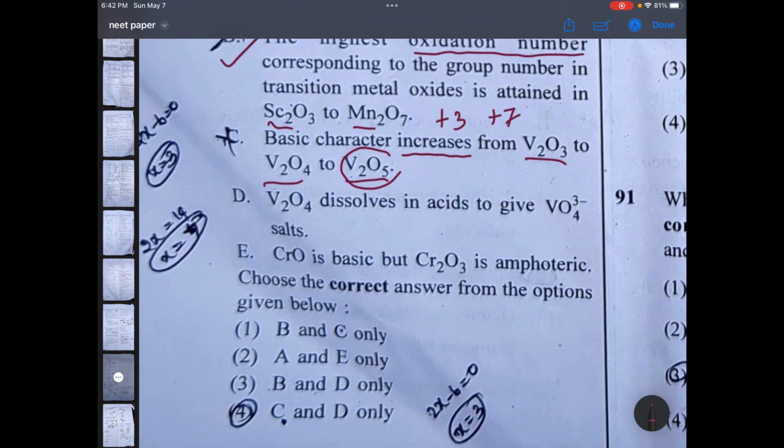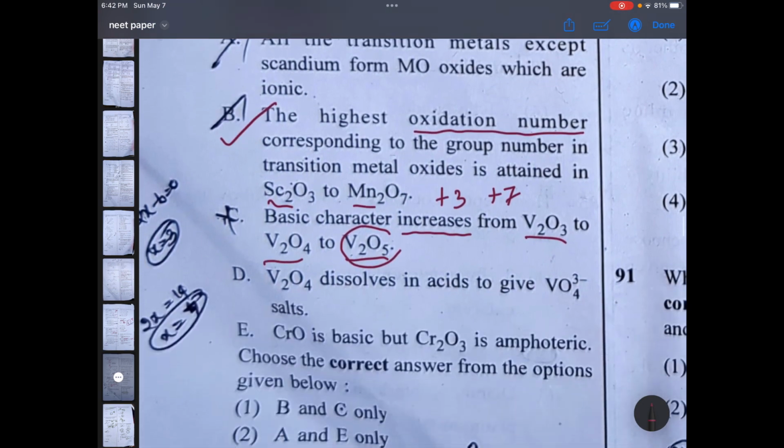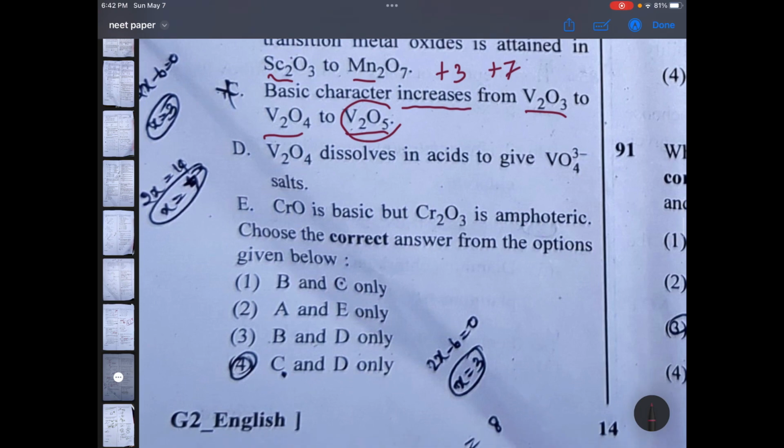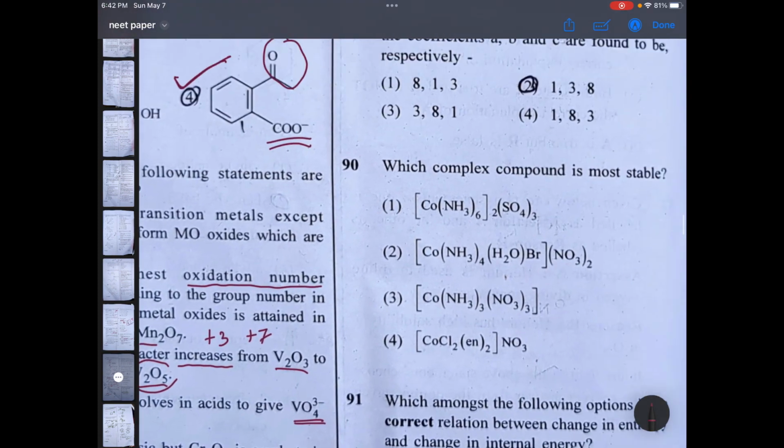Okay, now he is asking for incorrect statements. Now incorrect statement means C is definitely an incorrect statement. C must be there, but B is correct. So the answer is C and D only. And D is V2O4 dissolves in acids to give VO4 -3. And these are mentioned in one NCERT paragraph. You can check. Before starting potassium dichromate, these are all mentioned.